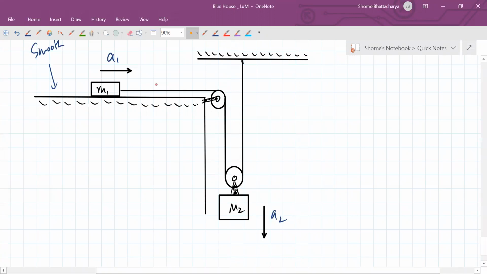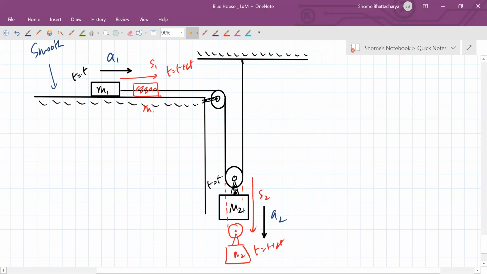So what is happening here is after some time, if the block A makes a displacement of S1 like this, and during that time this makes a displacement of S2. So this is at T plus delta T, as the original diagram was at time T. You can see that on the block M1, the tension acting is only T, whereas on the block M2, the tension acting is 2T.